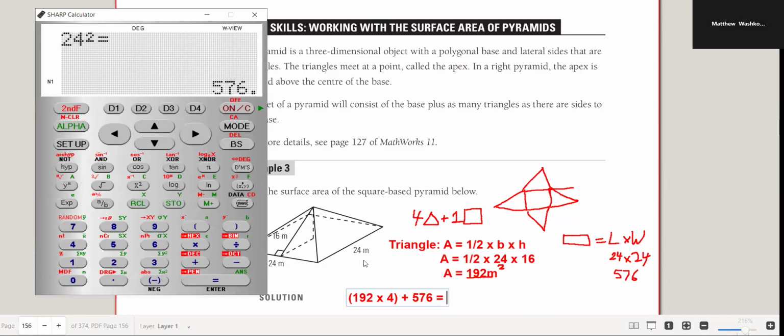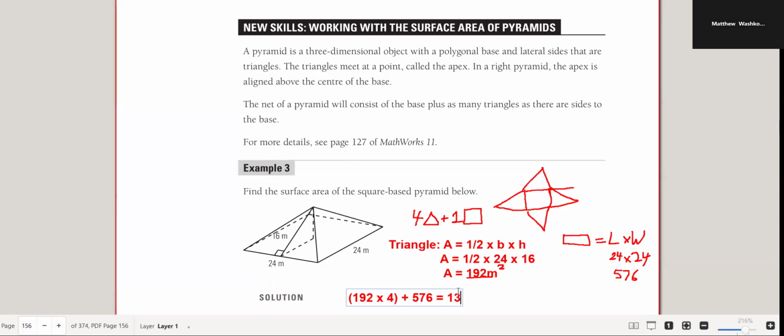I want to do it this way just to show you a new thing on your calculator. Brackets. If I do 192 times 4 plus 576, sometimes, depending on the calculator, it's going to break it. You want to use these brackets here. I'm only timesing the 192, not the 576. So this is saying, hey, I want you to only times this part and then add up 576. In this case, it worked. In some cases it's not going to, but anyways, it's 1,344 meters squared is the total surface area of this pyramid.